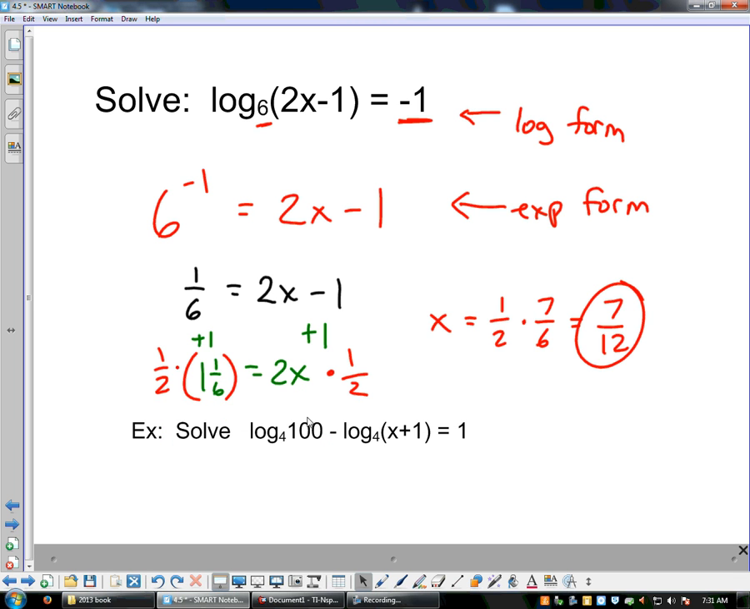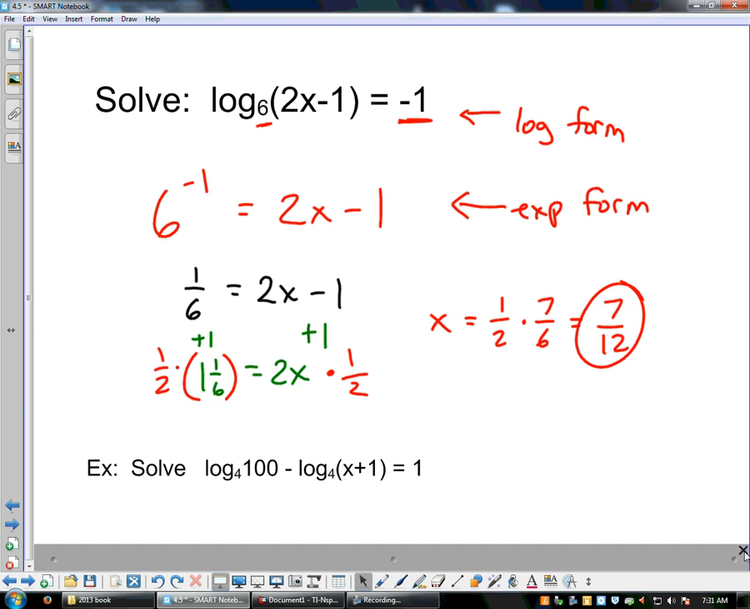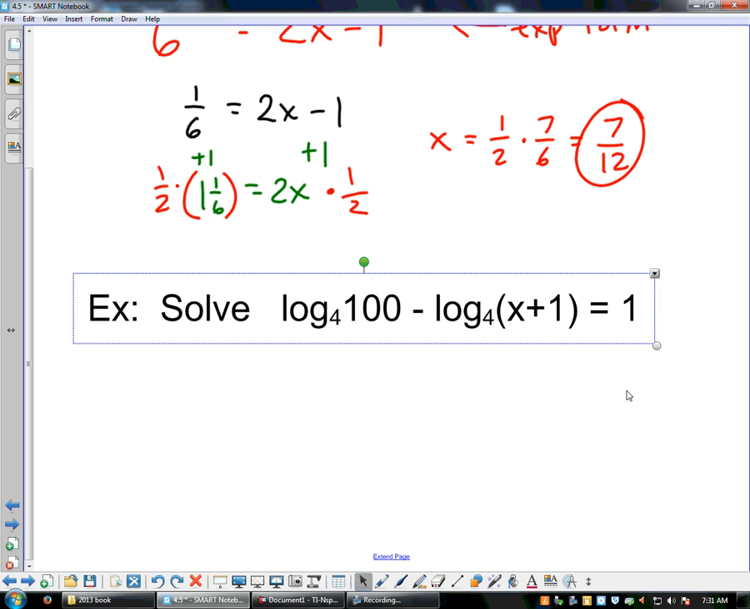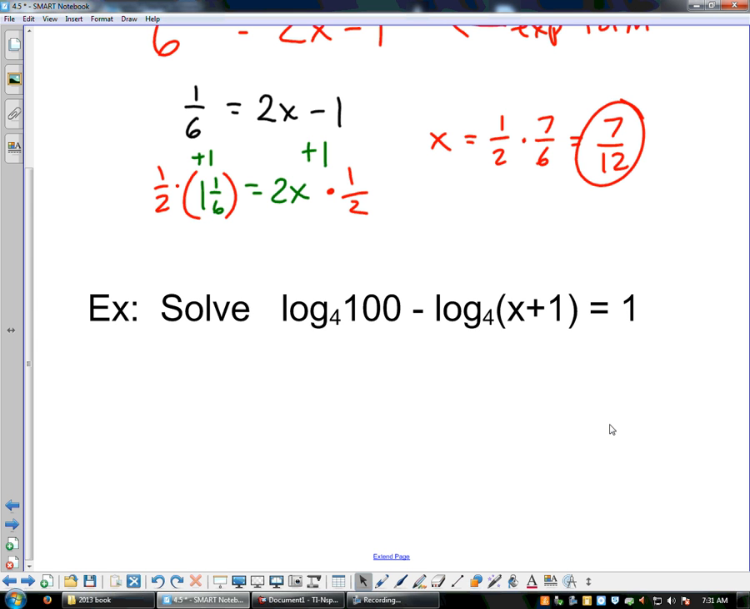All right, and let's try this one. In this example, we've got to solve this logarithmic equation, log to the base 4 of 100 minus log to the base 4 of x plus 1 is equal to 1. And notice we've got 2 logarithms that both have the same base, and there's a subtraction. That means that we can rewrite it as one logarithm to that same base. Are we going to subtract? Are we going to do 100 minus x plus 1 like this?